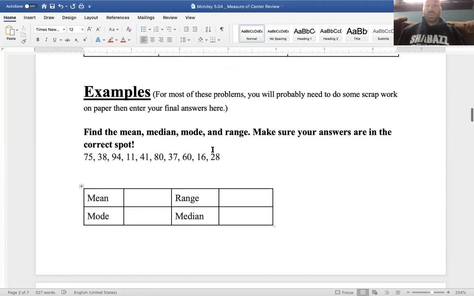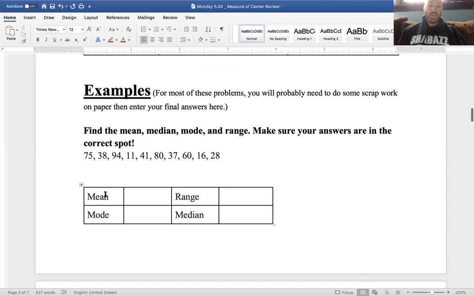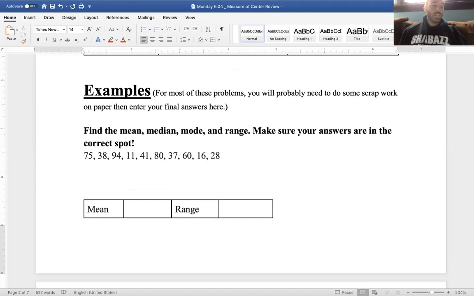So what's going to happen today is we're going to get a full set of numbers, and we're going to have to find mean, median, mode, and range. And you can go in any order that you want, but make sure that you're putting them in the right box. So I am going to do mean first. My first step to find the mean is add up all of these numbers. When I add up all of these numbers, I get 480. And I know I'm not done.